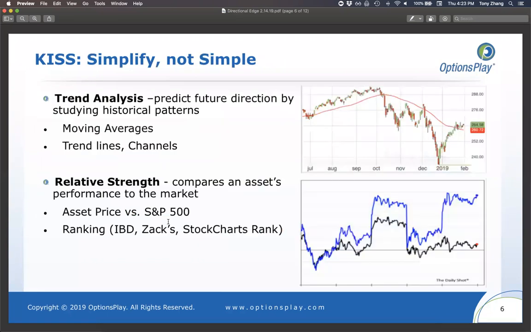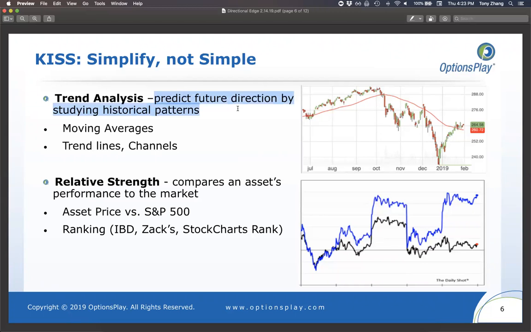In order to do that, what I propose is to simplify your life. What I mean by that is not to make it simple, but simply simplify. Simplify into two different indicators that are key in helping you determine a directional view. Those two indicators are trend analysis and relative strength. Now, these two in themselves are not actual indicators. They are more methodologies, if you will. Trend analysis is a simple form of analysis where you're predicting the future direction by studying historical patterns.